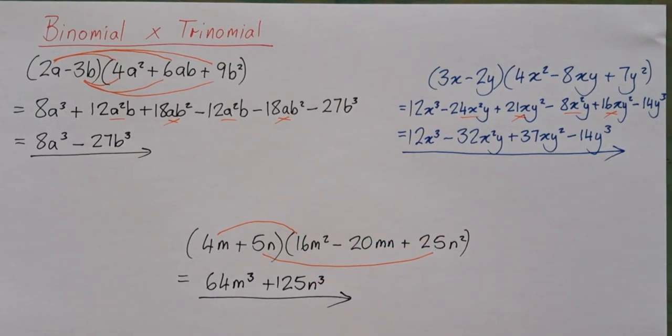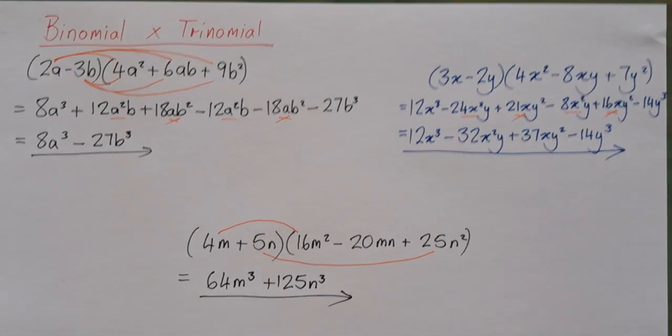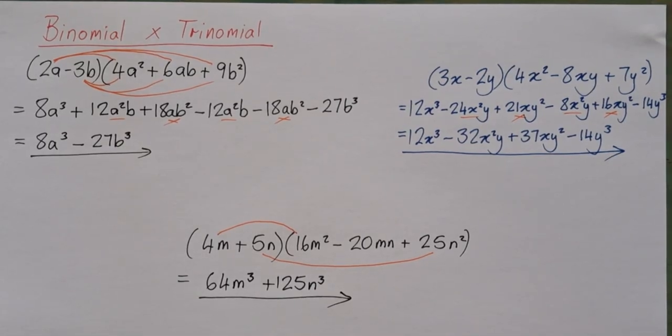125n cubed. How important it is always to just look back at what you've written, because often in our minds or out loud we say one number and we write another number down. So always double check at the end.